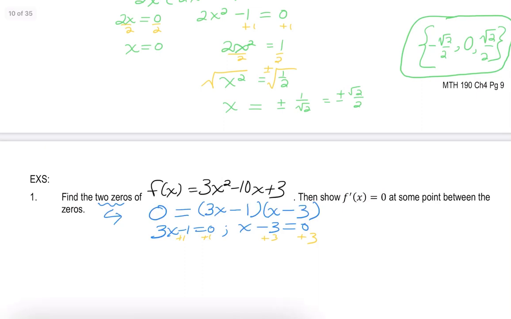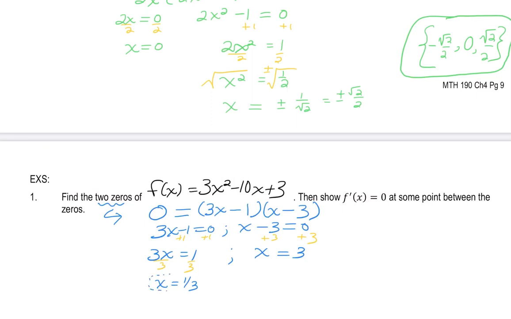So we're going to end up with one of our zeros at x equals 3. And then the other one, when we divide by 3, is going to be at x equals 1/3. So here are our two zeros. Our two zeros are at 1/3 and at 3. All right, so that was the first part.